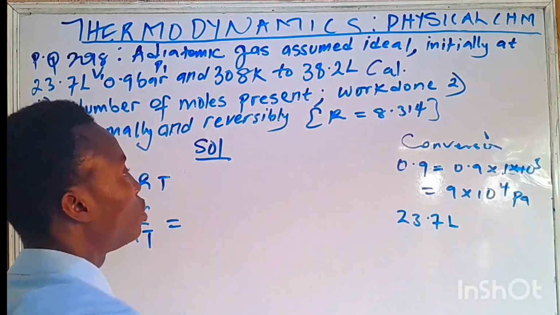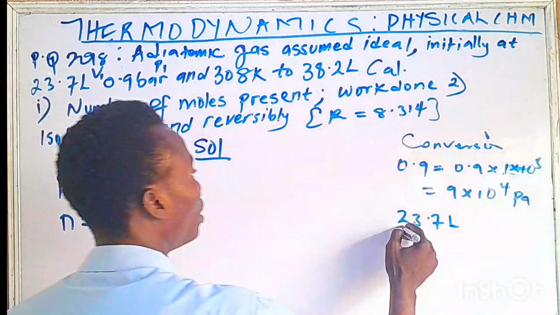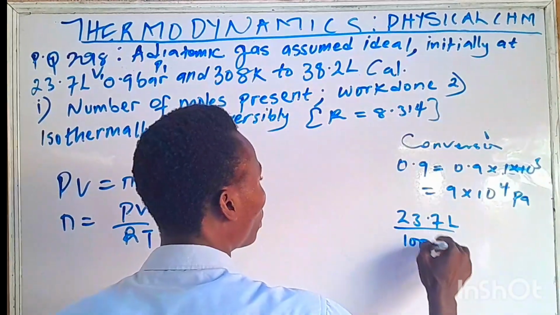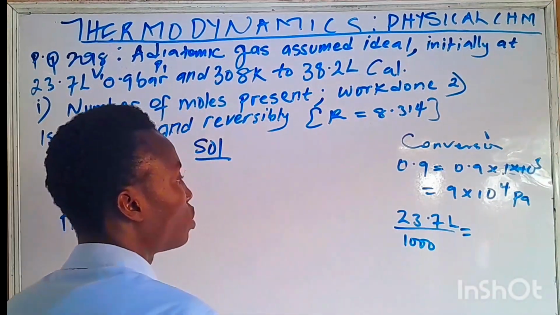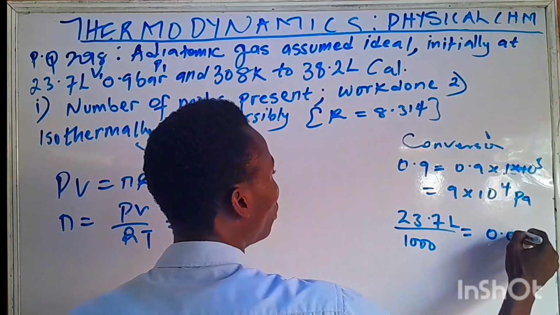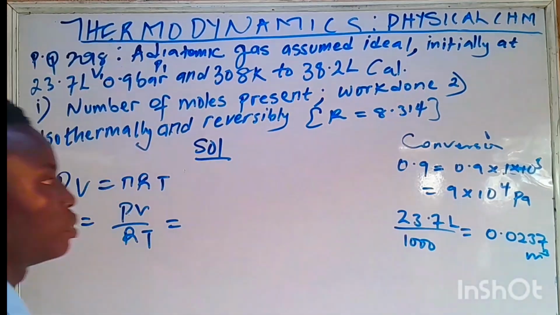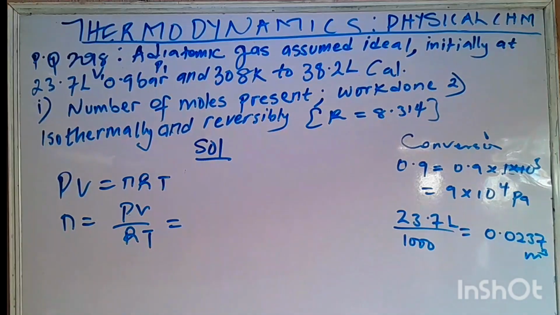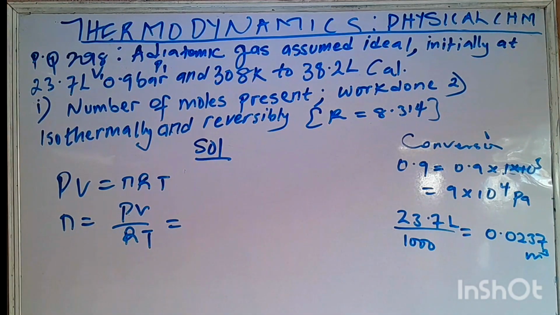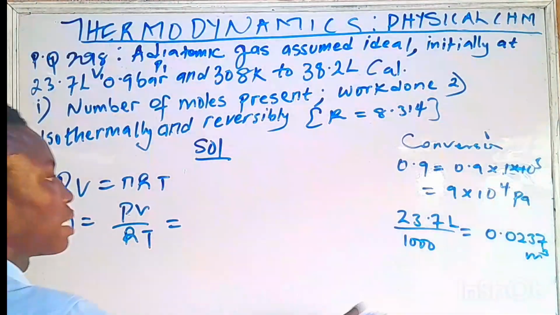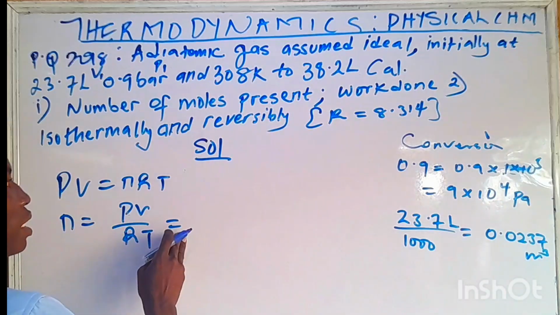The volume is 23.7 liter. We cannot use it in form of liter. We convert it, divided by 1000. When divided by 1000, what would that give you? That should be 0.0237 meter cube. That is what you should add for that one there. So that is what we are going to use. So bring them down here.